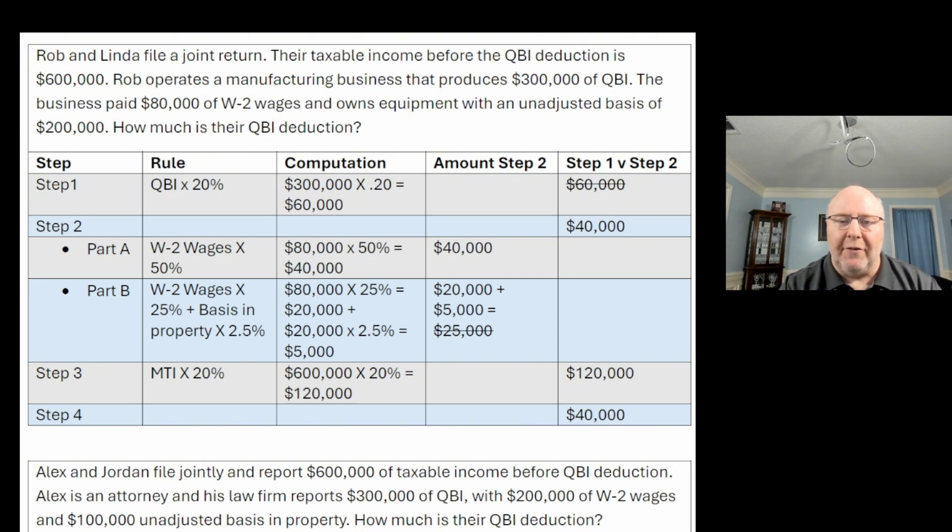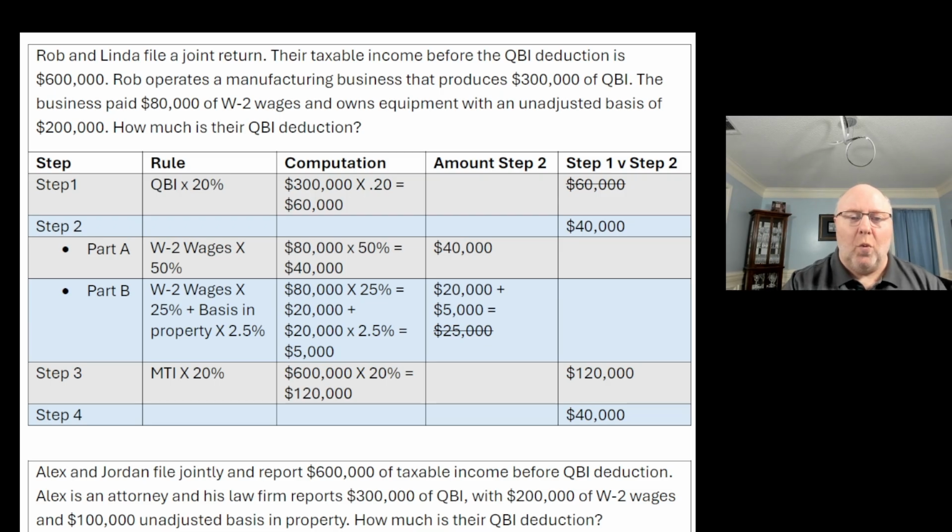Rob operates a manufacturing business that produces $300,000 of QBI. The business paid $80,000 of W-2 wages and owns equipment with an unadjusted basis of $200,000. How much is their QBI deduction? And we could have gone through and said, well, how much is going to be their taxable income? So let's go ahead and figure this out.